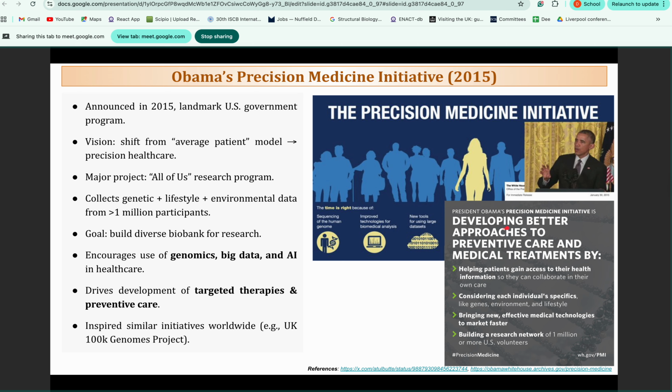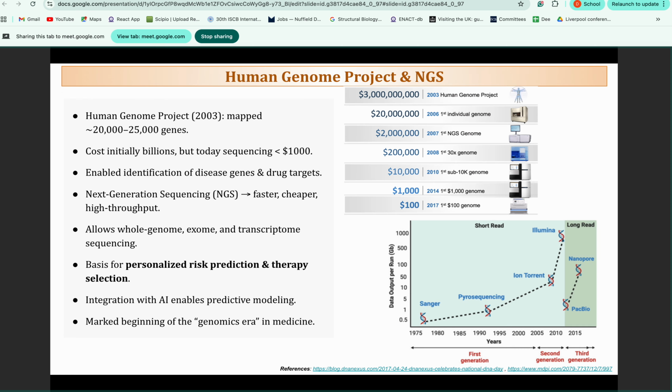What he mentioned is that they are developing a better approach to preventive care and medical treatments by helping patients gain access to their health information so that they can collaborate in their own care, considering each individual's specifics like their genes, their environment, and their lifestyle. It also means bringing new effective medical technologies to the market faster and building a research network of 1 million or more US volunteers. This was the main objective of the Precision Medicine Initiative in the US.